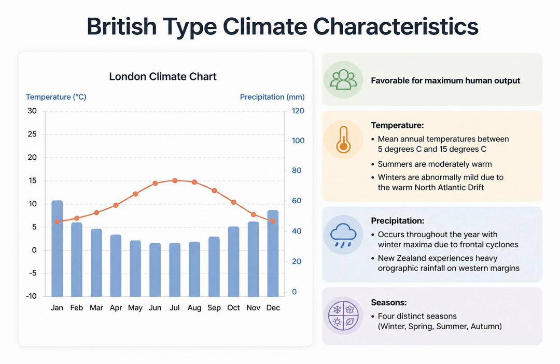In places like New Zealand, the westerlies hit the mountains, causing heavy orographic rainfall on the windward side and leaving the eastern Canterbury Plains in a rain shadow. Notably, unlike the tropics, this climate features 4 very distinct seasons: winter, spring, summer, and autumn.